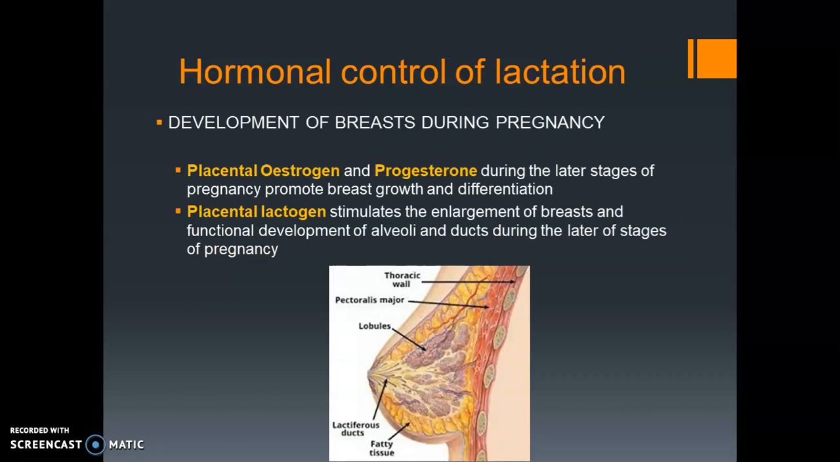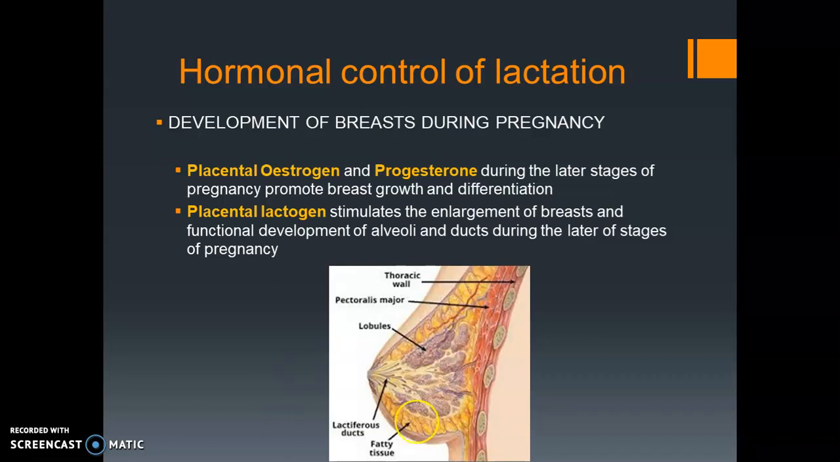Next is the development of the breast during pregnancy. The placental estrogen and progesterone are the hormones which promote the growth and differentiation of the mammary glands during the later stages of pregnancy.